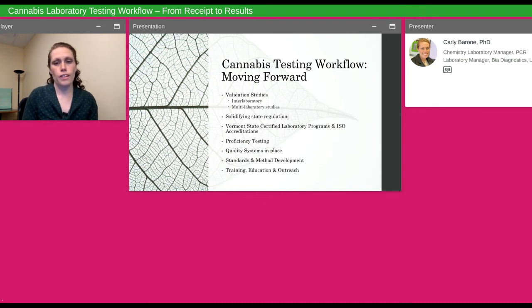Additionally, moving forward, seeing more validation studies will improve either inter-laboratory or multi-laboratory studies, solidifying regulations, as well as more laboratories becoming ISO accredited, as well as certified laboratories within their states. Proficiency testing is another great point to touch on for laboratories. This is great for making sure that your laboratory is providing accurate results. It also allows you to compare with other laboratories and just allows the laboratory to make sure that they're doing things correctly.